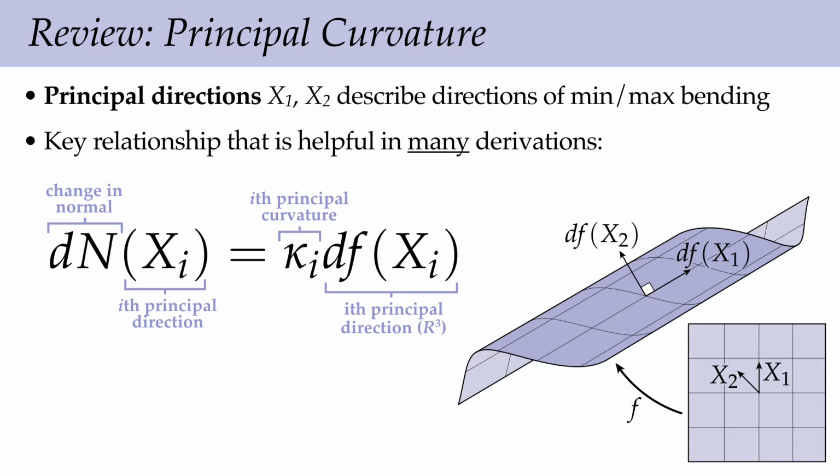And we can really see that happening here on the cylinder. If we walk in the direction x2, the normal is going to rotate around the cylinder. And so we're going to get a change in space that points in the direction df of x2 and has magnitude equal to 1 over the radius of the cylinder. If we walk in the other direction, x1, we can imagine we have now a vector in space pointing along these other parameter lines, the normal isn't changing at all, so we multiply by 0, the other principal curvature.